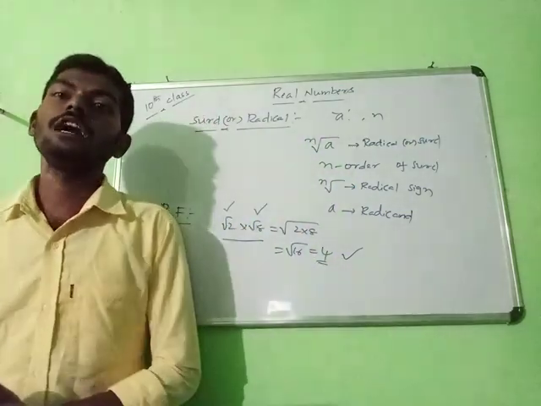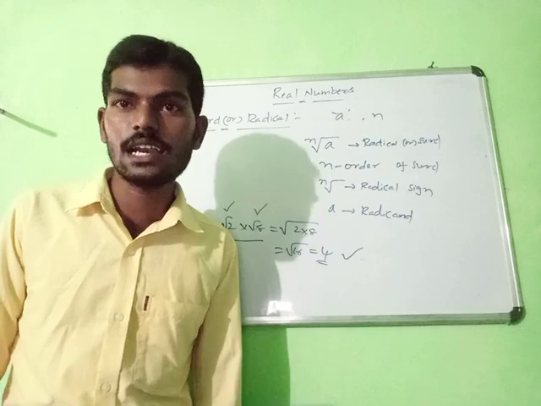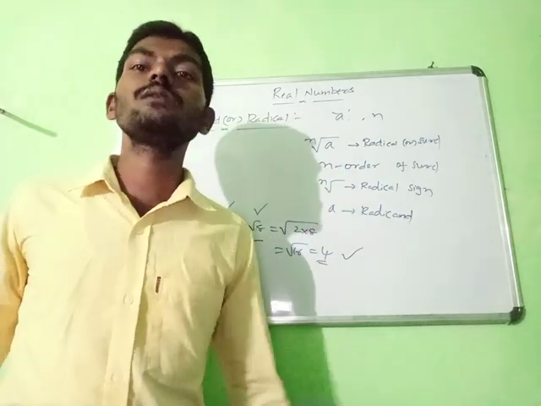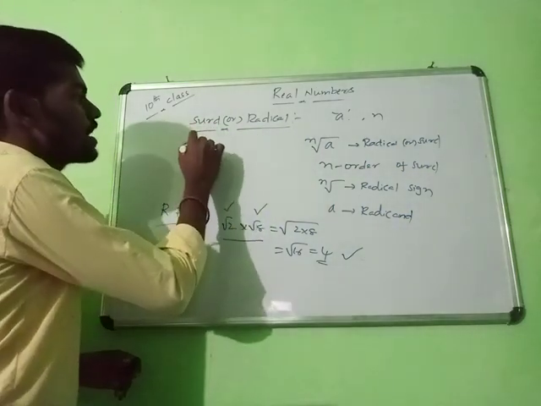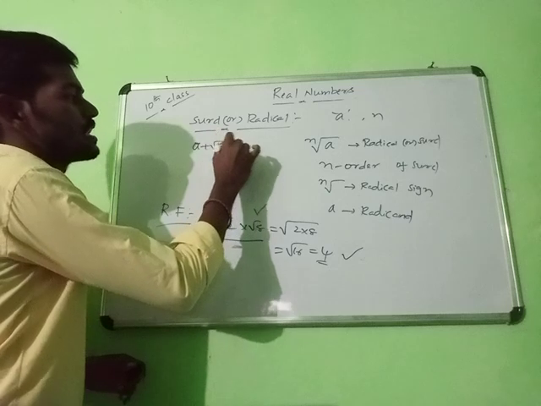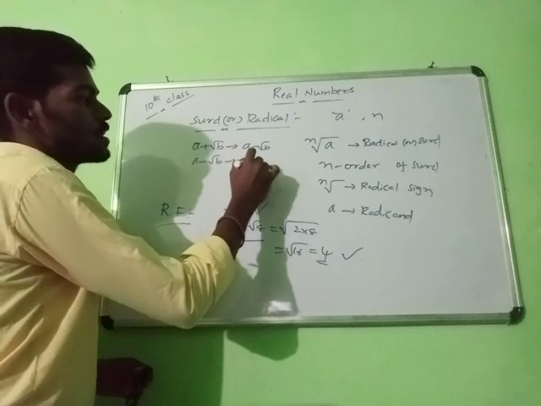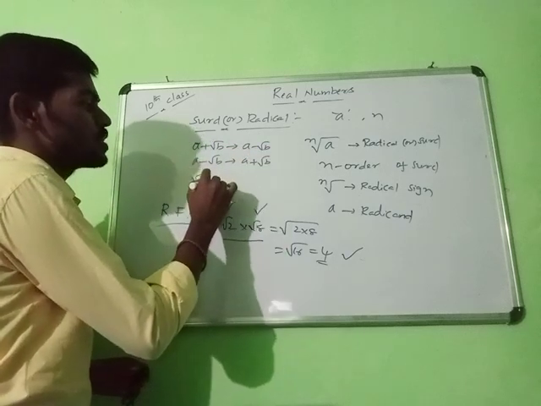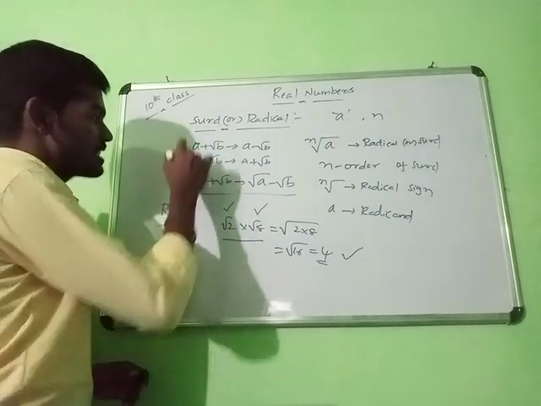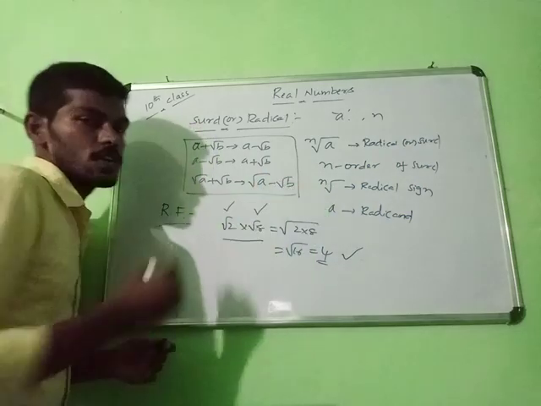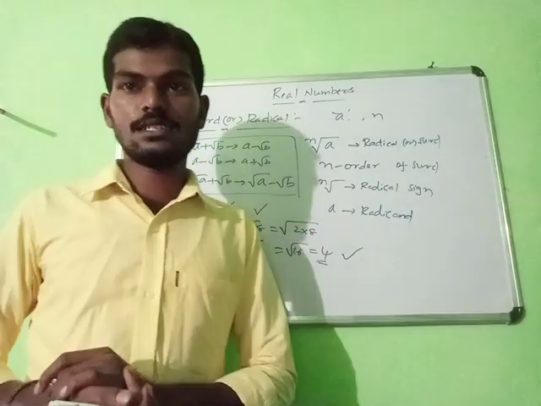What does RF mean? The product of two irrational numbers is always a rational number. Then both are called RF to each other. Similarly, the RF of a plus root b is a minus root b, and a minus root b is a plus root b. Now root a plus root b, the RF is root a minus root b, and root a minus root b has RF root a plus root b. If plus is given, take minus; if minus is given, take plus.